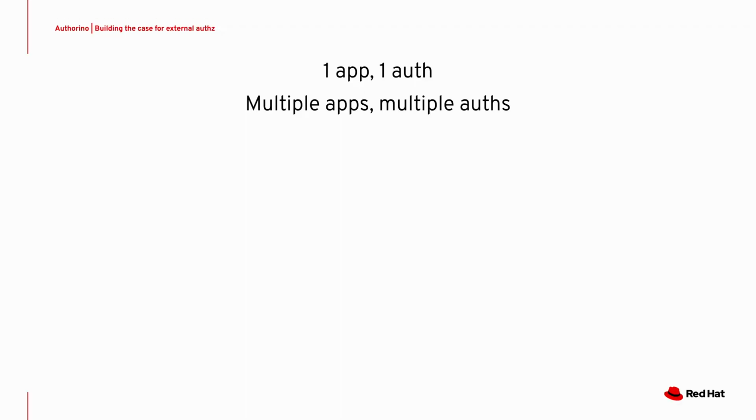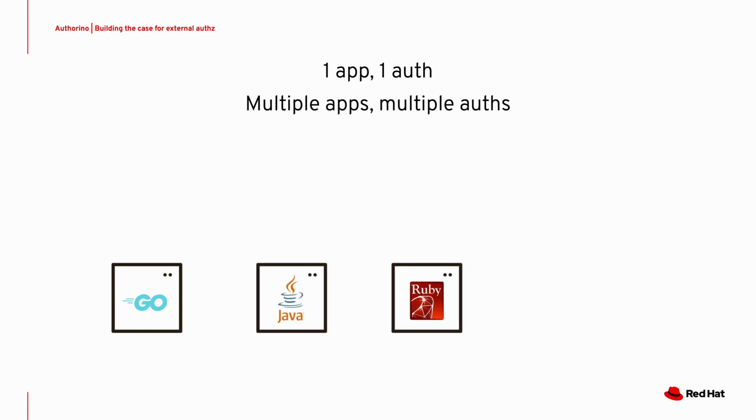I will speak to you as if you were all software developers, okay? So imagine you have an application. Let's say it's a Golang application. In fact, imagine you have multiple applications. Let's say another Java application and an application written in Ruby. We're talking multiple applications, multiple implementations, possibly multiple Auth implementations.